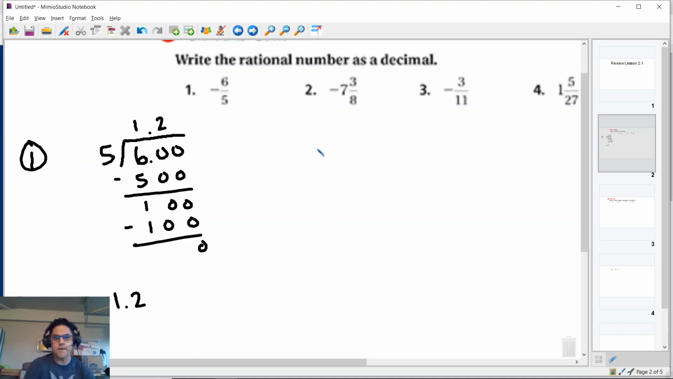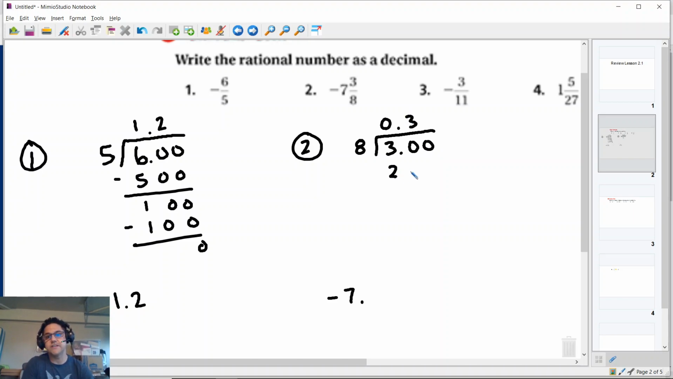Just going to go ahead and do one more real quick, number 2. We know that it's going to start with negative 7, so that means my answer is going to be negative 7 point something. And then again here, I'm going to go ahead and take my numerator. I always just put 2 zeros there, and then my denominator on the outside. Bring up my decimal. 8 and 3 do not work. 8 and 30 does work. 8 times 4 is 32, so that's a little bit too much, but 8 times 3 is 24. Put the extra 0 there.